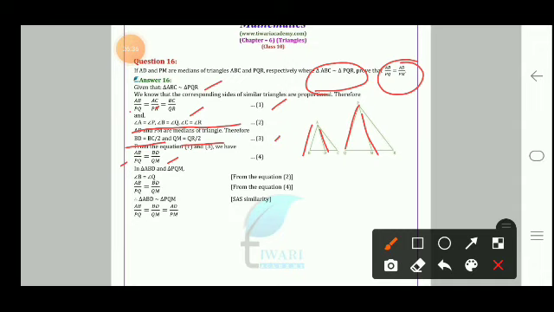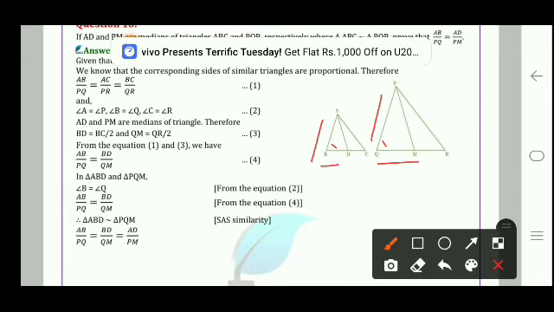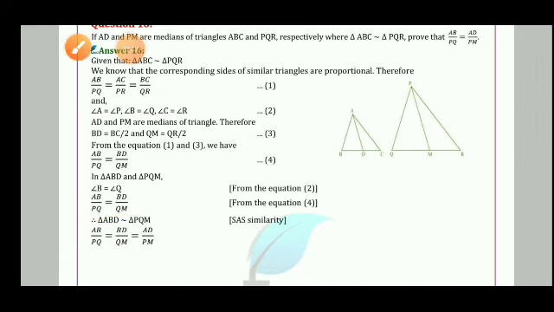Now in triangles ABD and PQM, we have AB upon PQ is equal to BD upon QM, and angle B is equal to angle Q, from equation number 2 as it is already given. So we can easily see that both the triangles are similar by SAS. So we have AB upon PQ is equal to BD upon QM is equal to AD upon PM. We have proved that the sides are in proportion. So thank you very much. With this we have come to the end of this exercise.